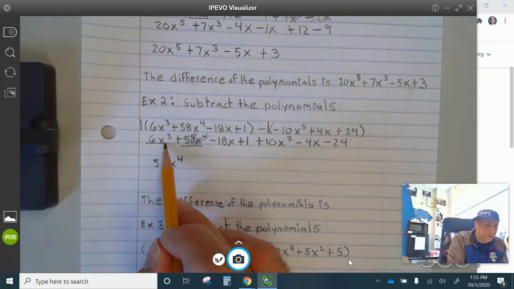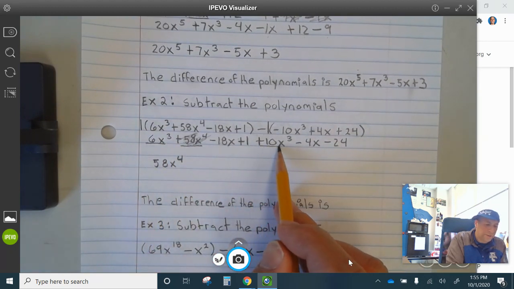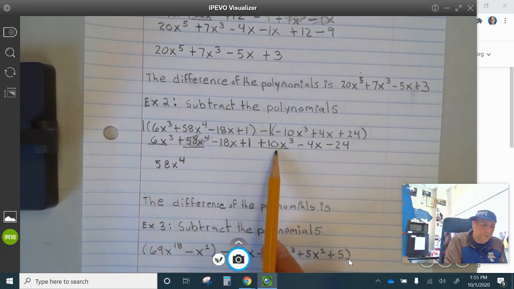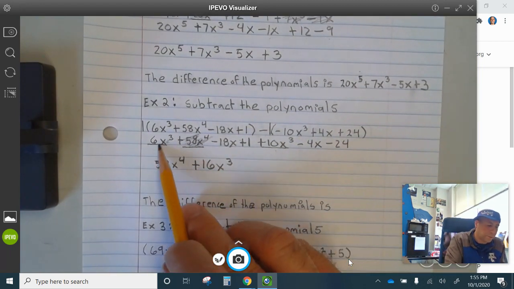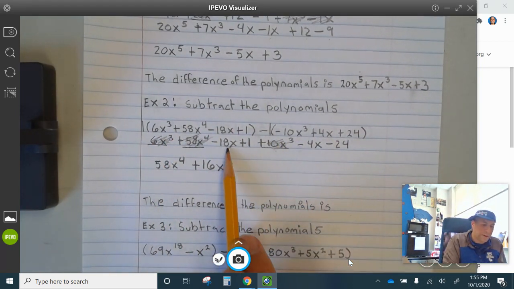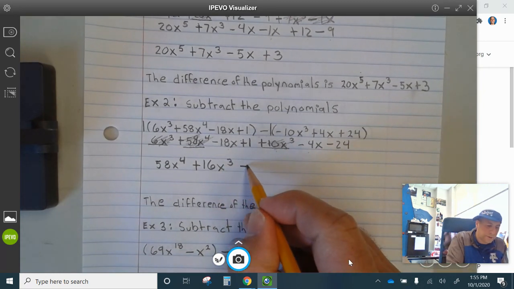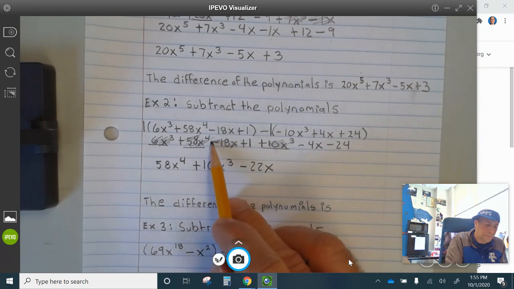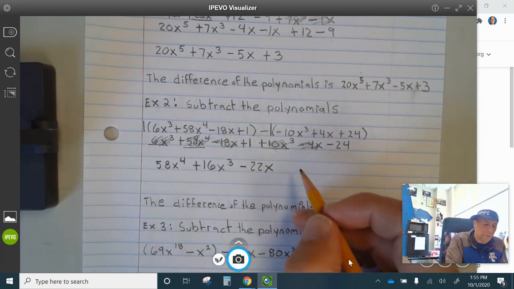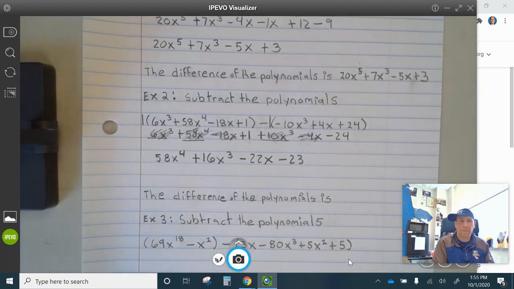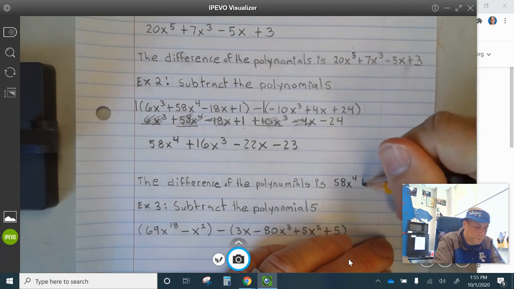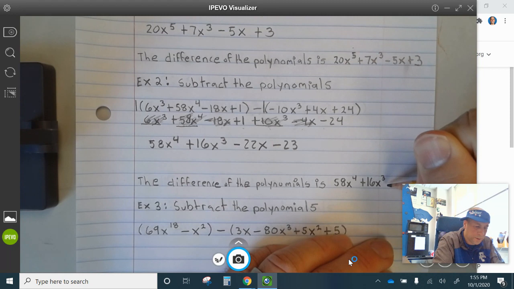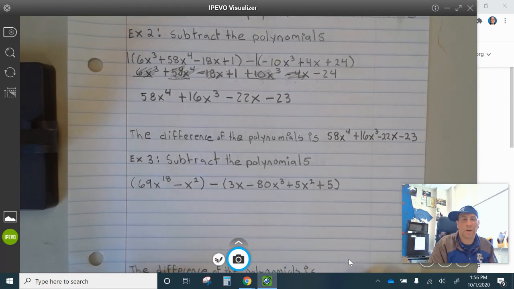Now we have the 6x cubed and the 10x cubed, which combines. 6x cubed plus 10x cubed is plus 16x cubed. So we're done with those. Now we have -18x and then -4x is minus 22x. So we're done with that. And then 1 and -24 combined to be -23. Okay, so the difference of the polynomial is 58x to the 4th plus 16x cubed minus 22x minus 23. Okay, go ahead and finish up example 2.